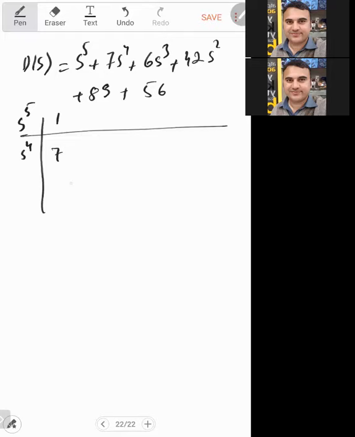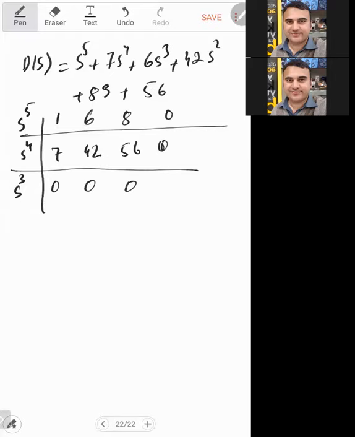This is 1, 7. Then we have 6, then we have 42. Then we have 8, and then we have 56. Then we have 0, 0. So we got this one. So let us find the new row. The new row is s^3, and it can be found by multiplying this one, so 7 multiplied by 6 is 42, minus 1 multiplied by 42 is also equal to 42. So 42 minus 42 will be equal to 0. So this is 0, 0, and the rest is also equal to 0.